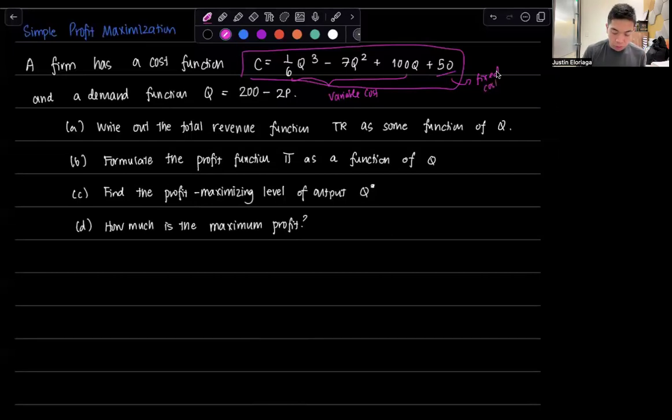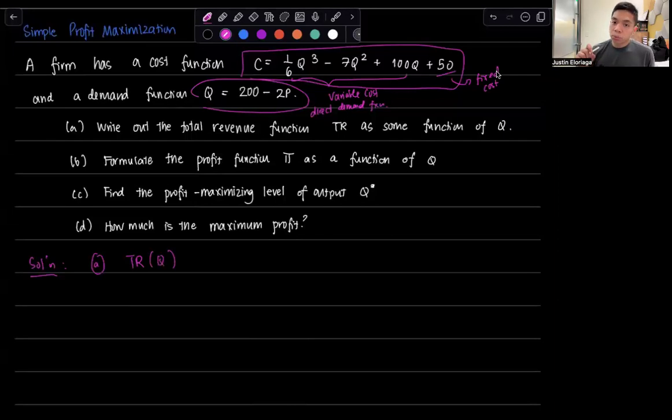We also have a normal direct demand function, not an inverse demand function, given as Q equals 200 minus 2P. This is a direct demand function. Let's start by solving each letter. Solution, let's start with A. A is asking me to derive the total revenue function as a function of Q.